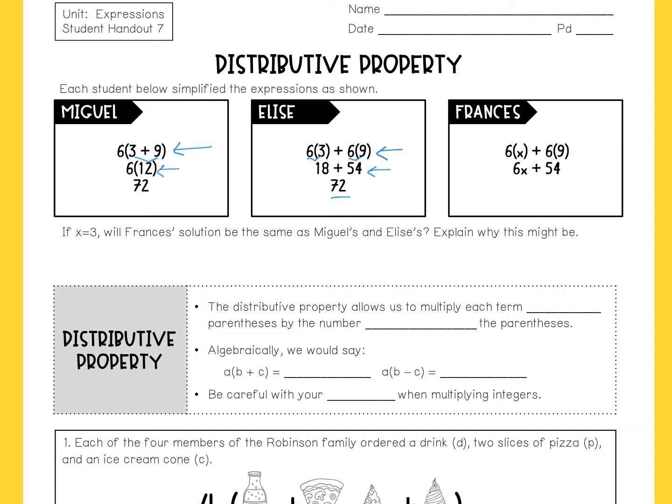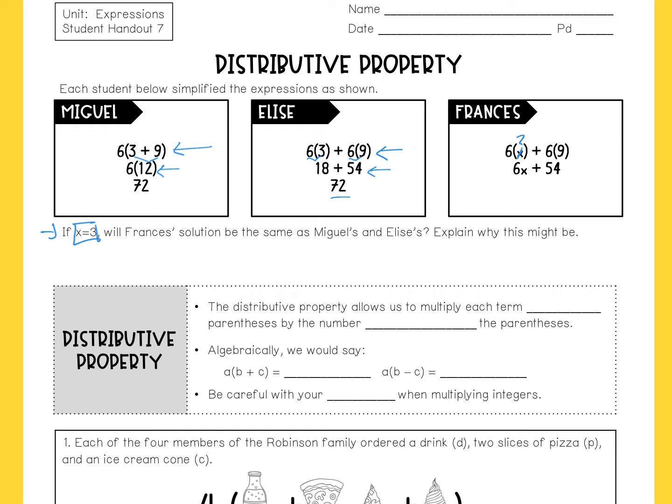So Francis here has 6 times x plus 6 times 9. Our problem says if x equals 3, will Francis's solution be the same as Miguel's and Elise's? Explain why this might be. It says if x equals 3, that means for every place that we have the letter x, we need to replace it with 3.